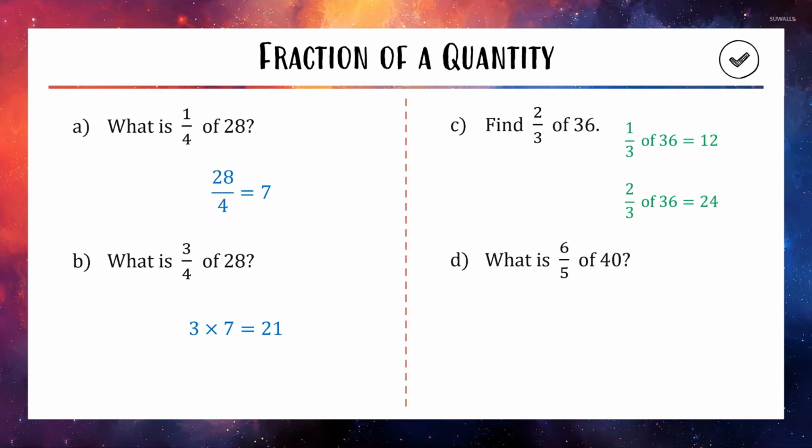Similar for question D, we're trying to find what 6/5 of 40 is. First thing we should do is figure out what 1/5 of 40 is, and then we just want to do 6 lots of that number. So for 1/5 of 40, we divide 40 by 5, and we get an answer of 8. 5 times 8 is 40. Now 8 is 1/5 of 40, so to find 6/5, we've got to take our 8 and do 6 lots of it. So we multiply it by 6, and we get 48 as our answer. 1/5 is 8, and 6/5 is 48.